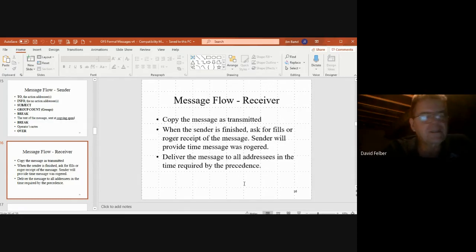Hopefully the addressees will all be close to you at a mission base or somewhere. They may not be. Sometimes you may have to relay it to another station over VHF or even HF to another destination.